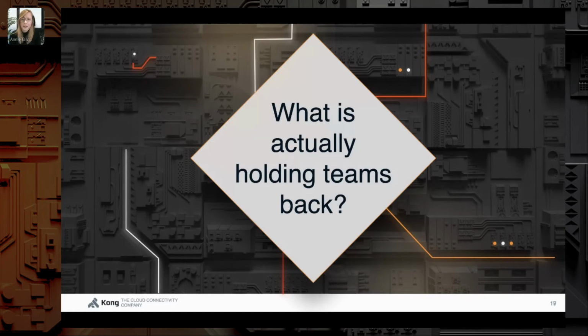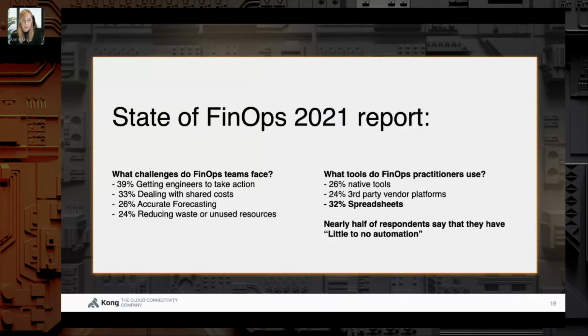But then I think it's worth looking into what is actually holding teams back. Is it the lack of knowledge, or is it something else? Because if this knowledge is not very commonplace, but it is out there, why aren't more people doing cost optimization constantly? I think a really great report is the State of FinOps 2021 by the FinOps Foundation, which is under the Linux Foundation. In their report, they asked their members what their FinOps practices are and how they manage these things. So what challenges do FinOps teams face?